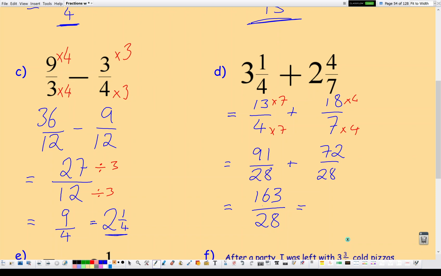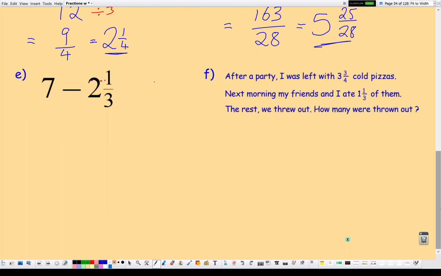84, 110, 138. So that's going to be, what did I say, 56, 84, 110, 138. So it's going to be 5 and 25 over 28. Now that's brutal. You wouldn't usually have one that difficult, so don't worry. But if you're asked to change to mixed, you're going to have to do that with that one. But don't worry about it.